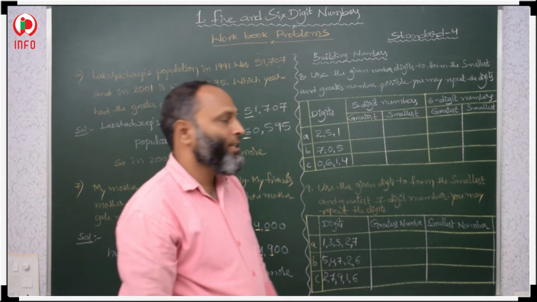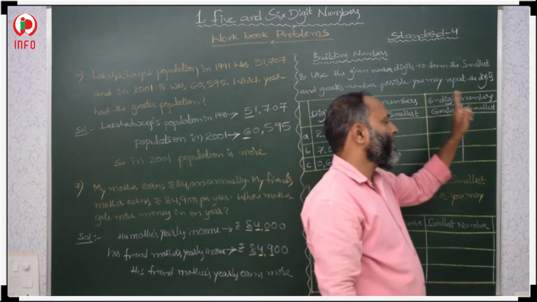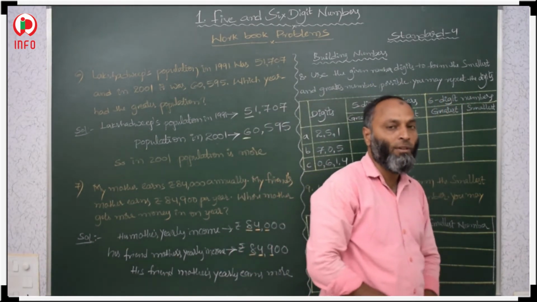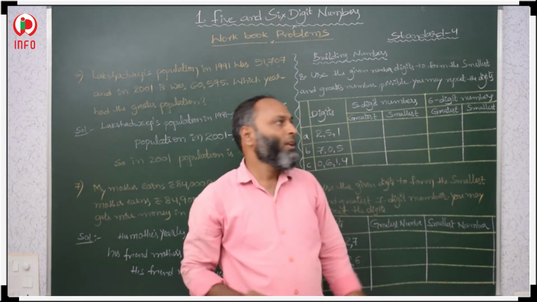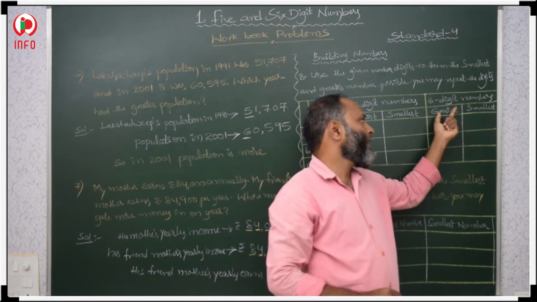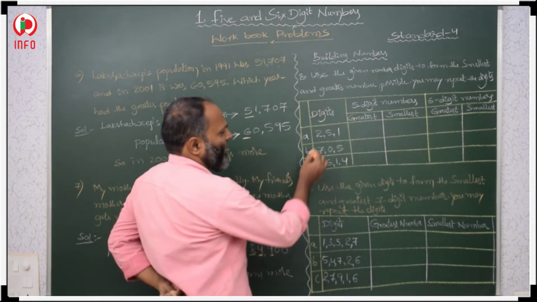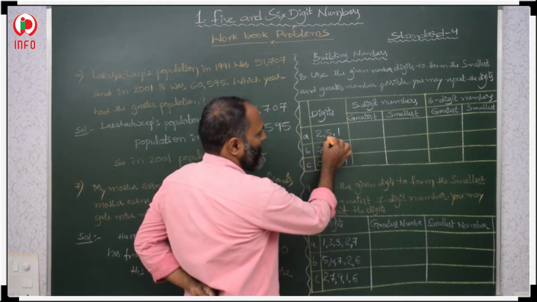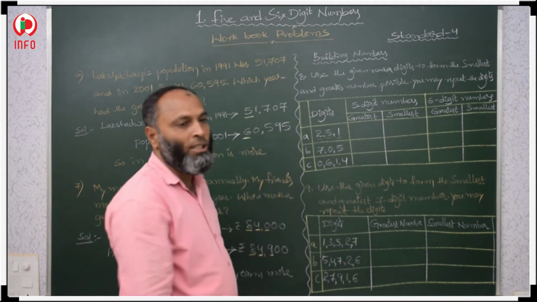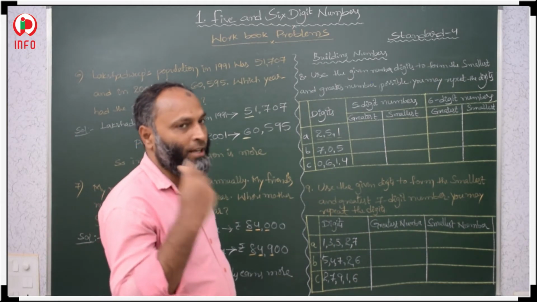Smallest and greatest. Here, in the first one we want a 5-digit number, and in this one we want a 6-digit number. Then how to form the 5-digit greater and smaller number, and the 6-digit greater and smaller number? Check one by one. How many digits were there here? 1, 2, 3. So we have to prepare a 5-digit smaller number and greater number.